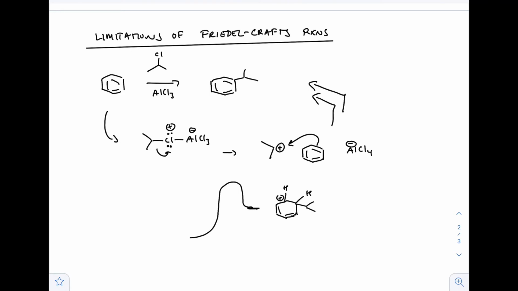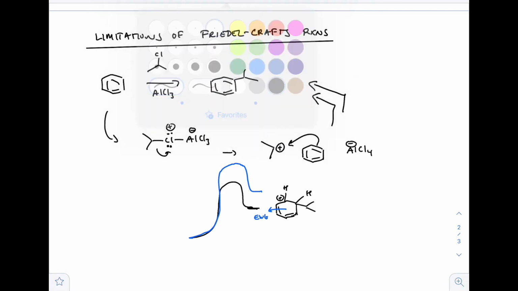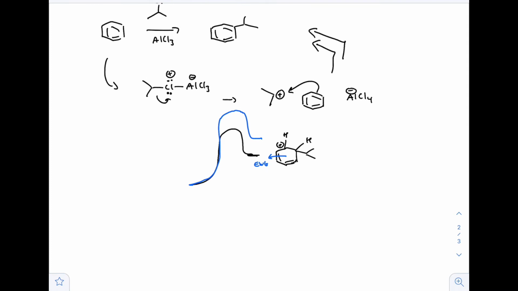Remember, this is no longer aromatic, and so it's got a high energy intermediate right there. If we were going to add an electron withdrawing group to this, it would raise the energy of that carbocation intermediate, right? And so in turn, that raises the energy of the transition state as well as the activation energy. Okay, so let's say we had an electron withdrawing group on there with an alkyl halide and our Lewis acid.